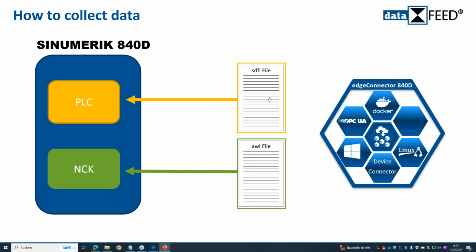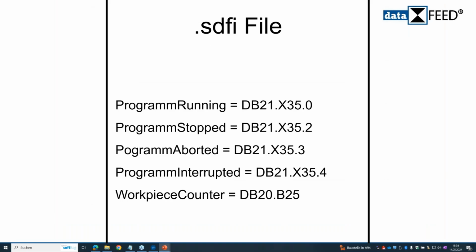Let's have a look how the SDFI file looks in more detail. So if I open it up, the SDFI file looks like this. You have the program running, which is the tag you want to collect, and you have the data block where it is actually stored, in the byte and the bit. So program running is a Boolean bit, which is either true or false, and this is the address of it. You need to know that, and you need to tell our edge connector where the information is stored. We will cover this later on again. So program running, program stopped, and also the workpiece counter is handled separately in a few minutes.